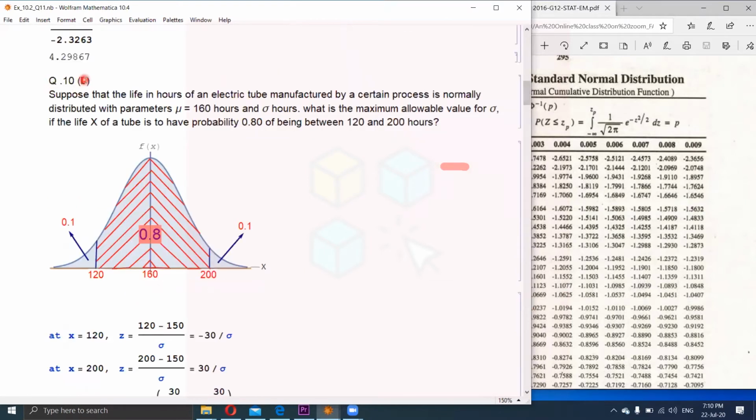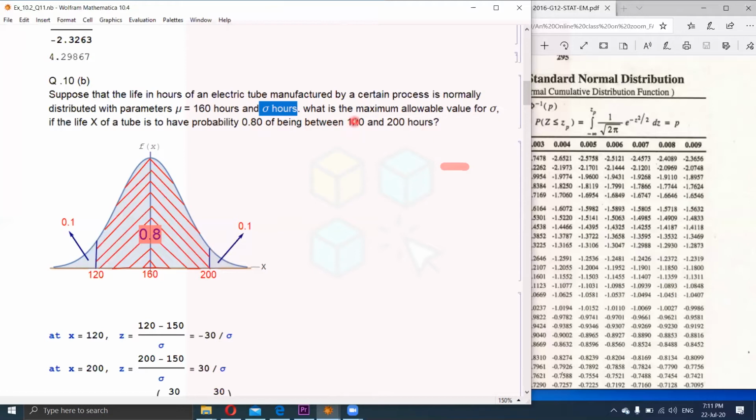Next, 10b. Suppose that the life in hours of an electric tube manufactured by a certain process is normally distributed. So x is normally distributed with parameter mu equal to 160, unit of measurement is hours, and sigma is unknown, so sigma hours. What is the maximum allowable value of sigma if the life x of the tube is to have probability 0.8 of being between 120 and 200 hours?